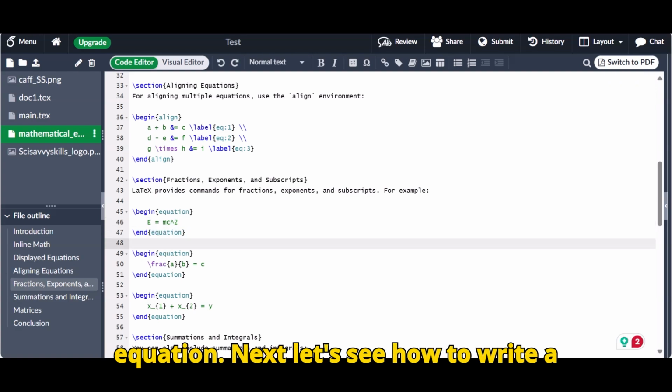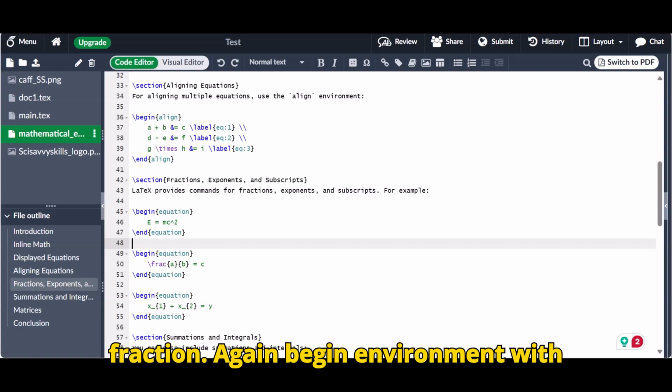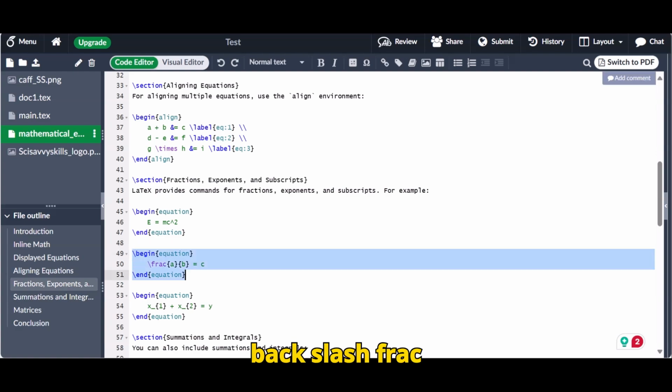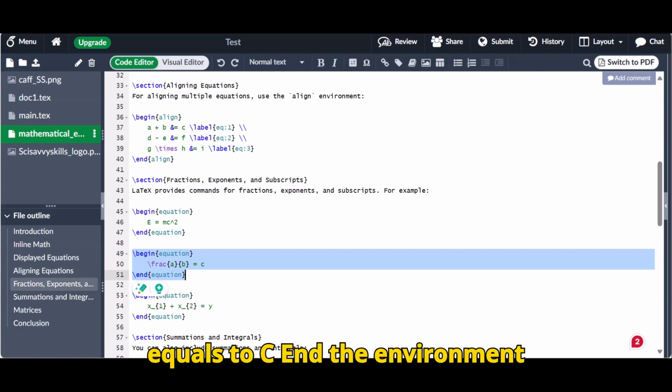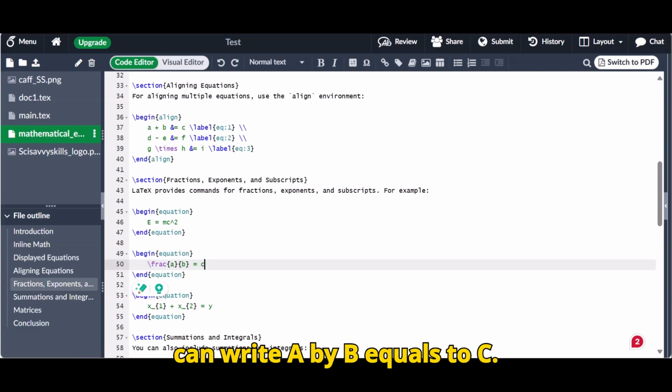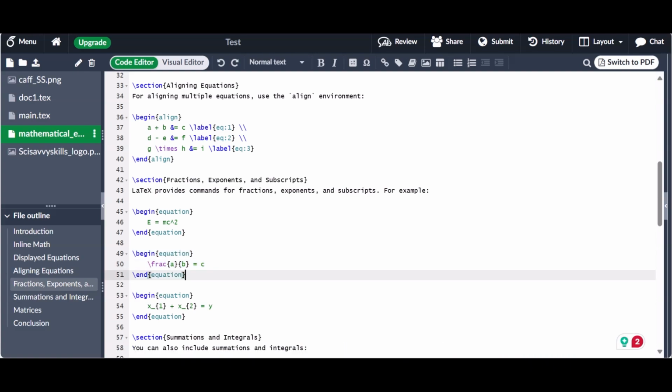Next, let's see how to write a fraction. Again, begin environment with begin equation. Backslash frac within curly braces A and B equals to C. End the environment by the end equation command. This way you can write A by B equals to C.